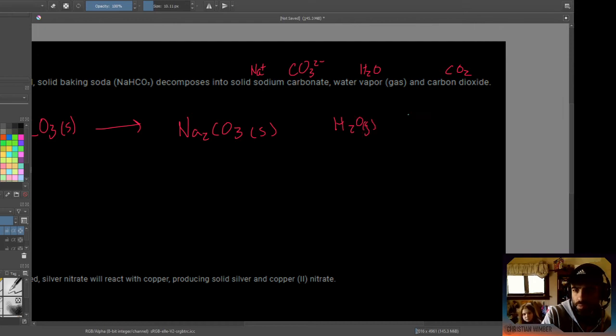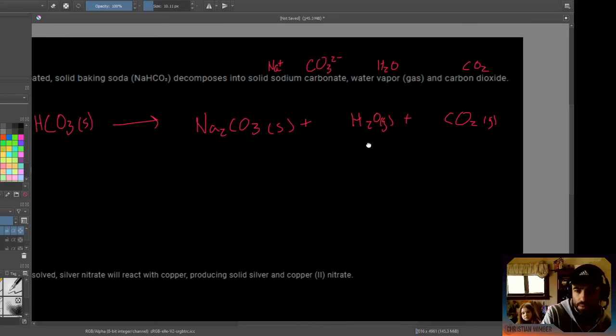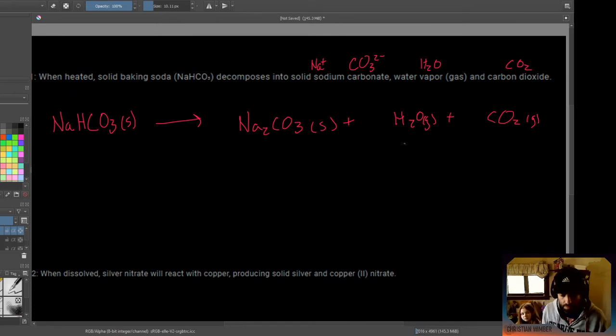Now, I've had some people turn this in without telling me the state of CO2. Ladies and gentlemen, you have a lot of experience with CO2. It's a gas. There are some instances where you can make it solid, like dry ice, but you have to get really cold. That's not going to happen when we're heating baking soda here.